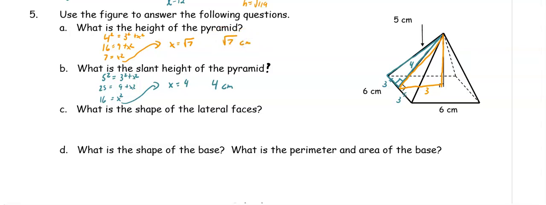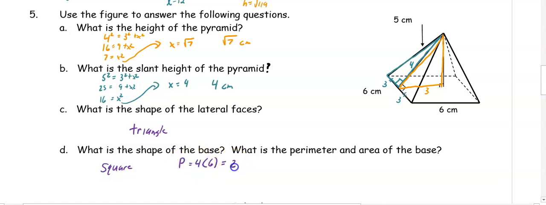What shape are our lateral faces? Well, the lateral faces are the shapes that are not the base, which means that they are going to be a triangle. Our base then, because it's a 6 by 6, is going to be a square because all the sides would be congruent. So to get the perimeter, there are 4 sides that each have a side length of 6. So our perimeter would be 24 centimeters. Our area, to get the area of a square, is side times side, which would be 36 centimeters squared.